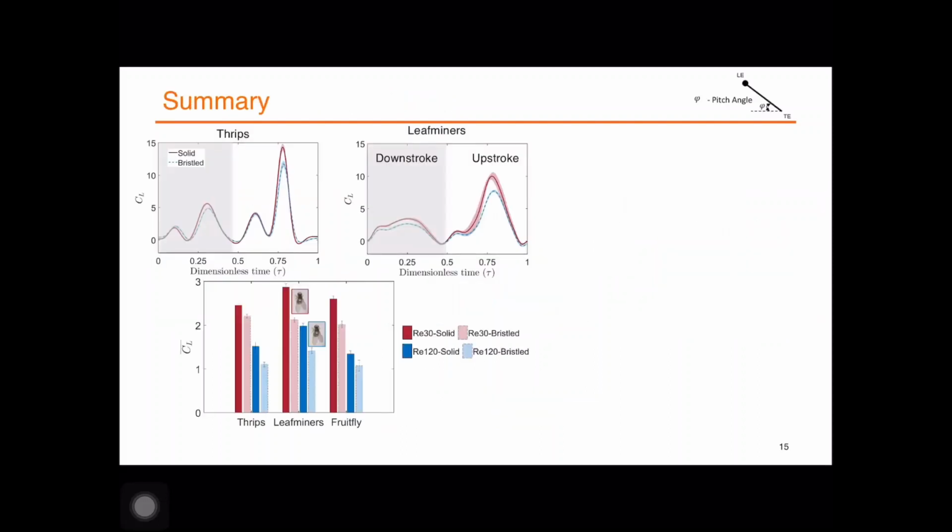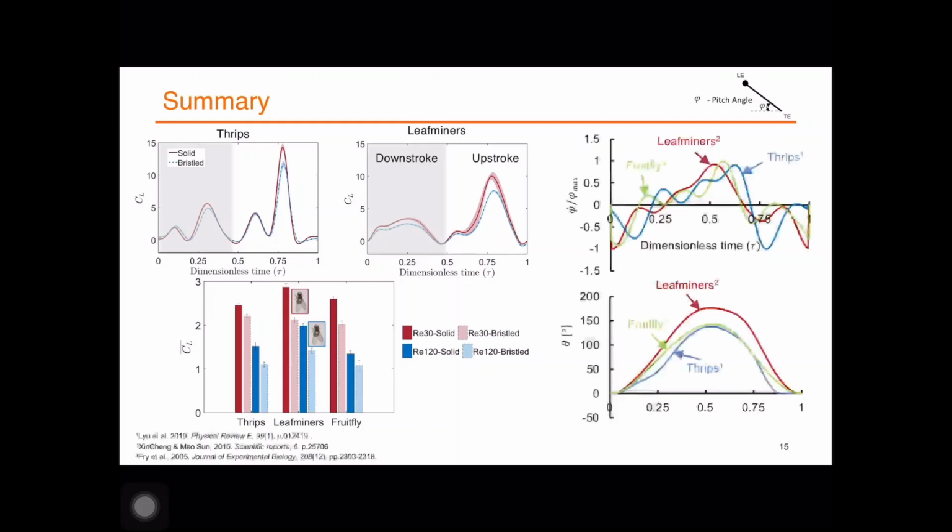In summary, for a fixed wing morphology, at both Reynolds numbers of 30 and 120, we observed Leafminer kinematics to perform better in generating more average lift coefficient compared to other kinematics. However, from the time series plot for lift coefficient, we saw that peak lift coefficient was more for thrips kinematics compared to Leafminer kinematics. We suspect that this is due to large stroke amplitude for Leafminer kinematics compared to thrips kinematics, in addition to small variation in non-dimensional pitch rate between thrips and Leafminer kinematics at the start of downstroke and end of upstroke.